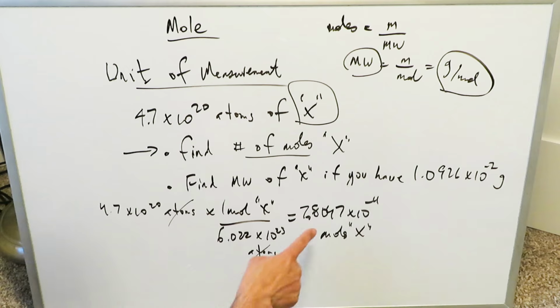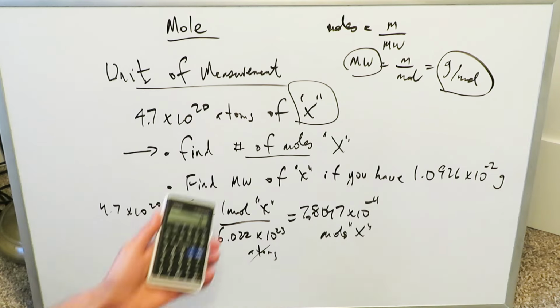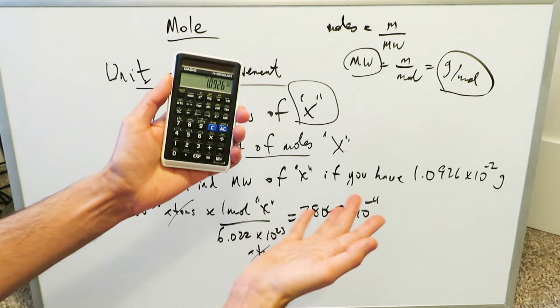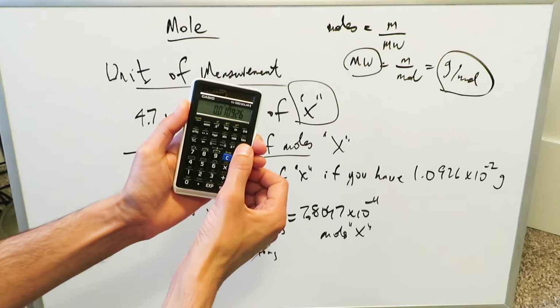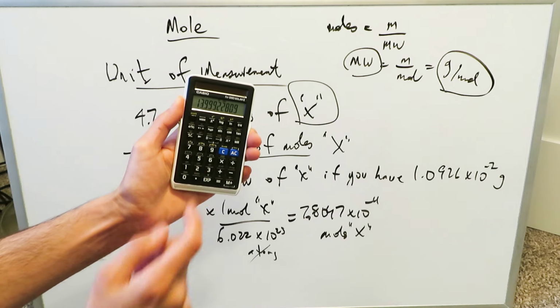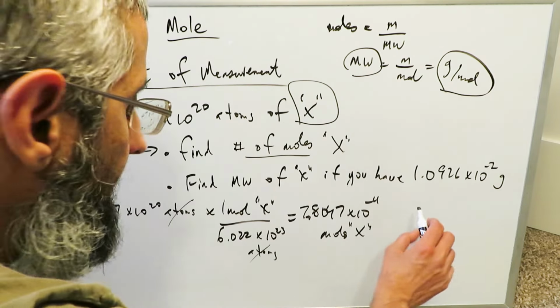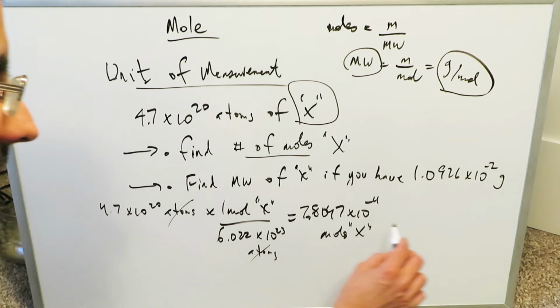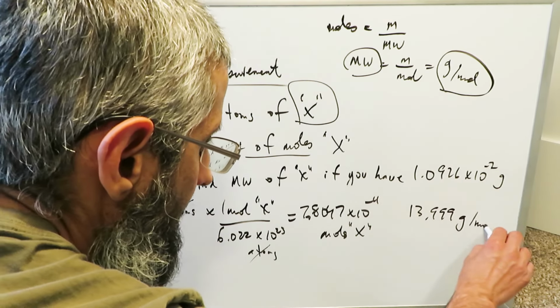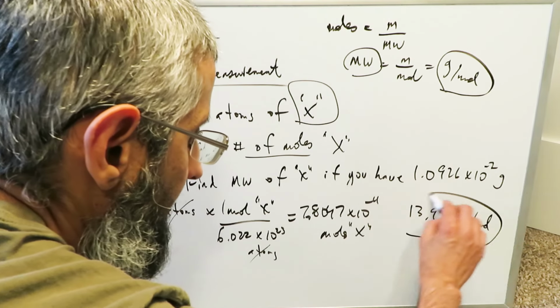I'll save this value here on my calculator, and I have 1.0926 times 10 to the minus 2 grams. I've provided that. You divide that by your computed moles. I'm dividing it and I'm getting 13.999 grams per mole. Remember, grams per mole is a unit for molecular weight.